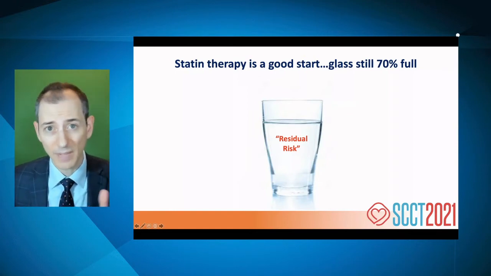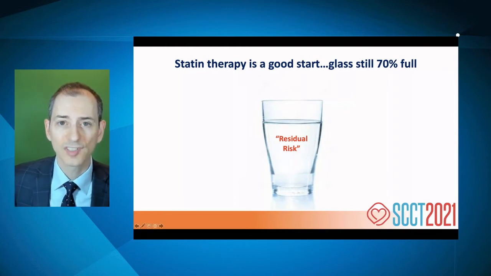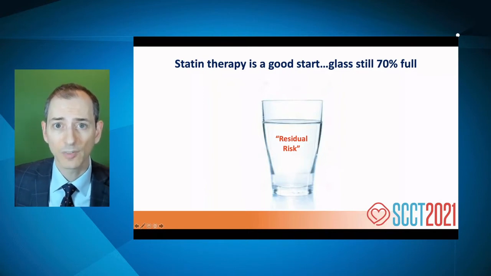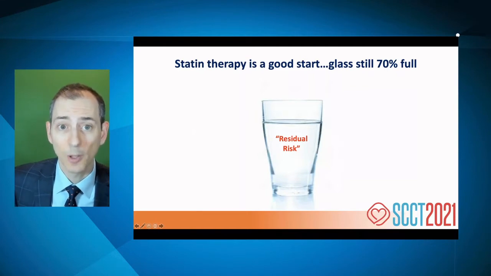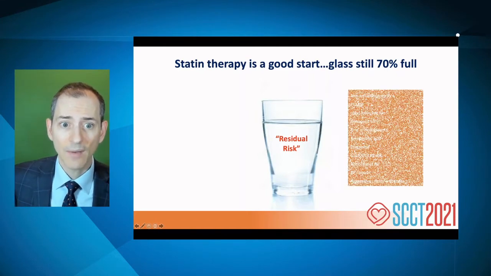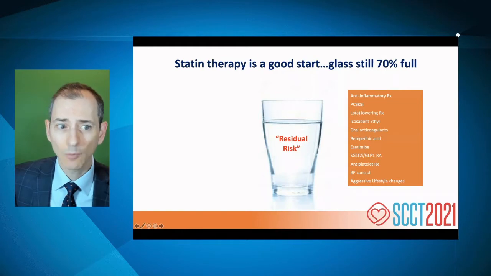Now, regardless of whether patients are young or older, statin therapy is always a good start. But one of the important things for us to realize is that with the event rate reduction with lipid-lowering therapy, typically we're looking at relative risk reductions of 20 to 30%. So I like to remind my patients that the glass may still be 70% full. Fortunately, we now have multiple therapies that may address this residual risk. But we really need to understand what's driving it.